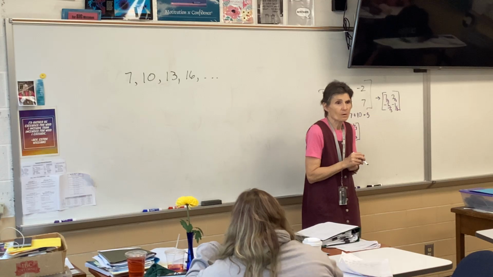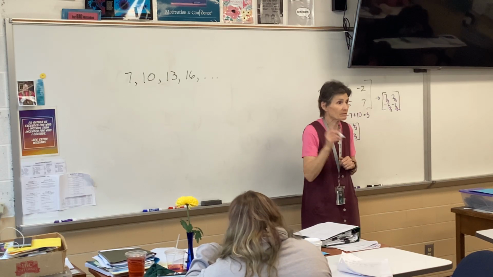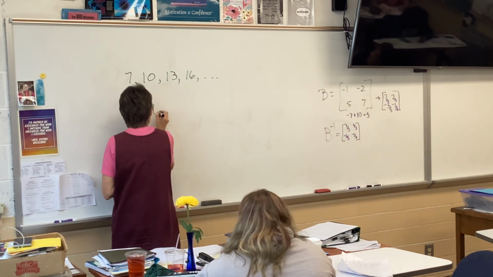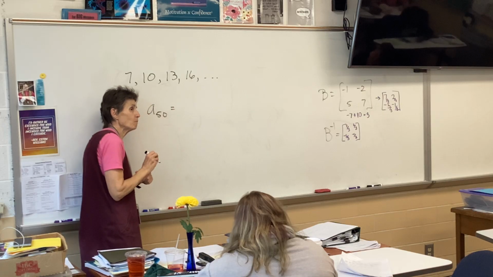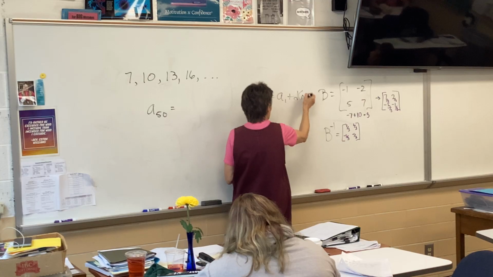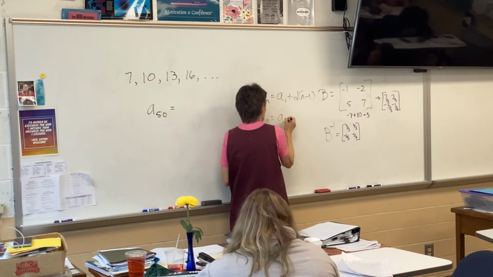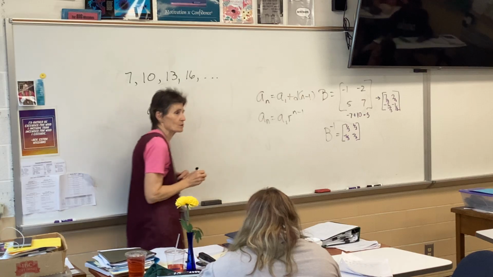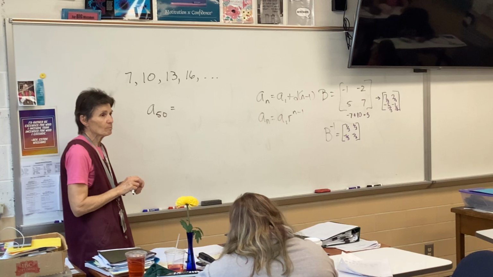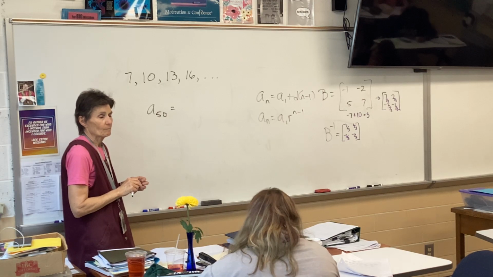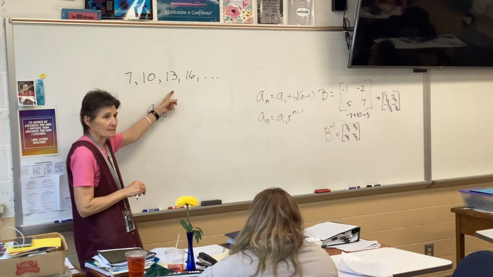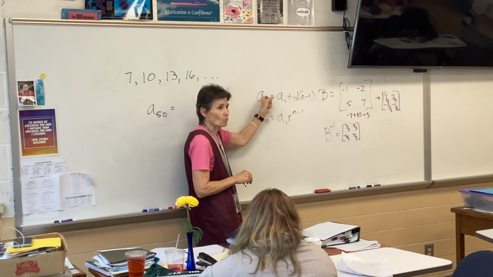All right? So I need to find the 50th number in this list. Would you agree with that? So I have to find A sub 50. I have 2 formulas, but I don't know which one to use. How do I figure out which one to use? One has an r, one has a d. Is the sequence arithmetic or geometric? What's happening? Plus 3. I'm adding 3. That makes it arithmetic, which means this is the one we use right here.